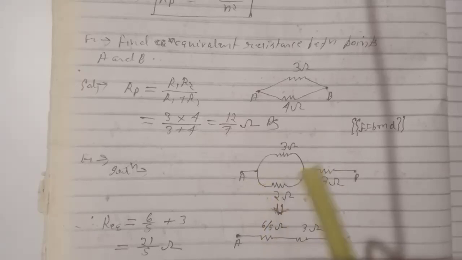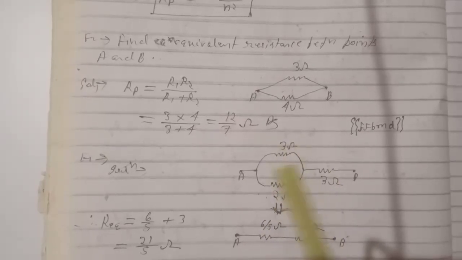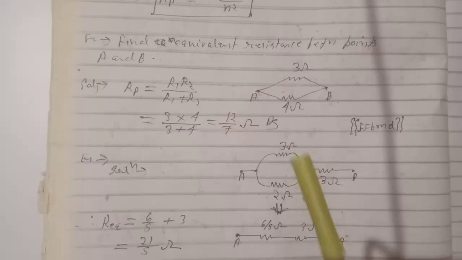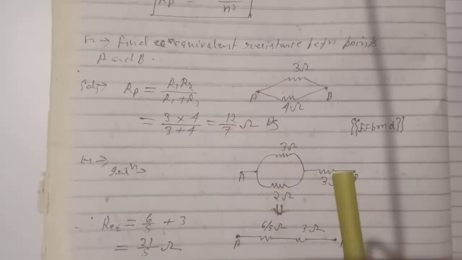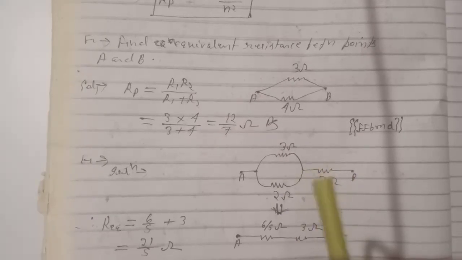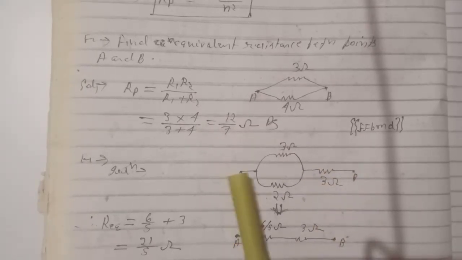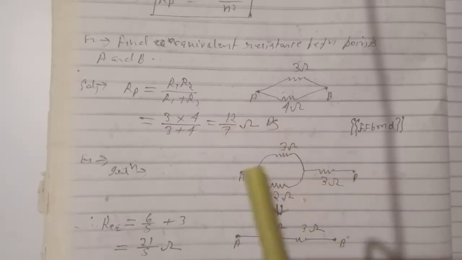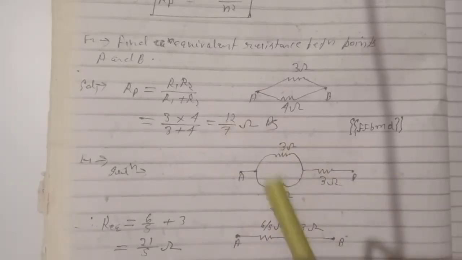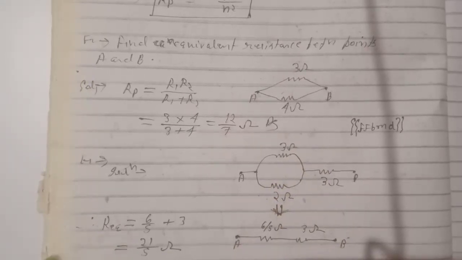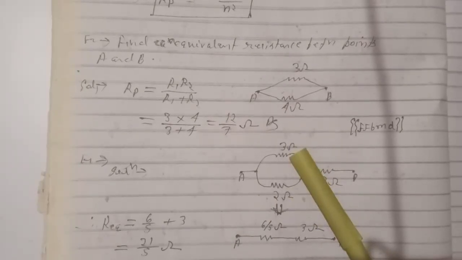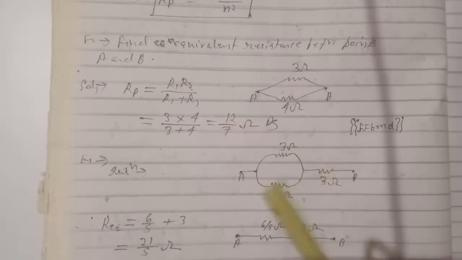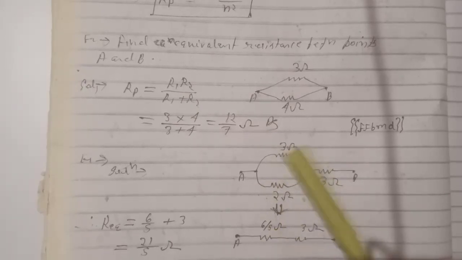In this case, we see that these two are in parallel, but these are in series. So first we have to calculate the equivalent of these two, and then its equivalent will be in parallel with this resistor, and we have to find the equivalent resistance between points A and B. So first we calculate the equivalent resistance of these two, which will be 3 into 2 divided by 3 plus 5 equal to 6 by 5, because these are in parallel.